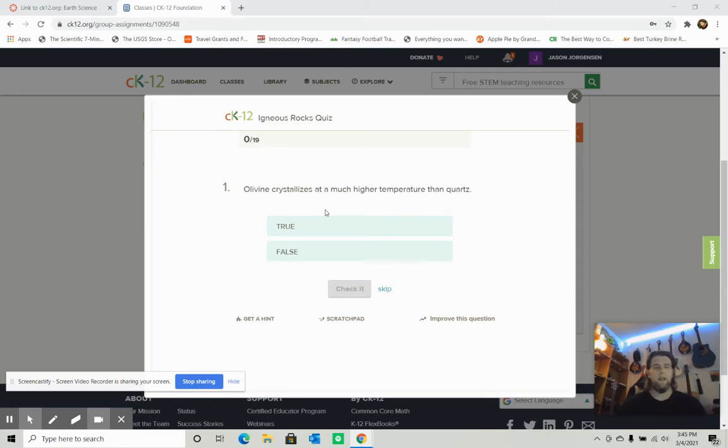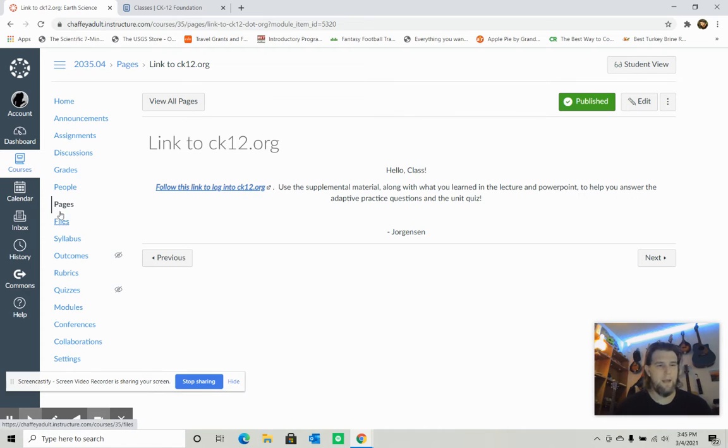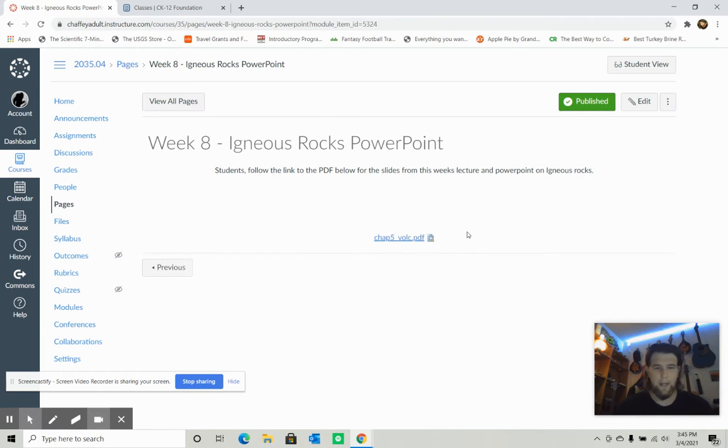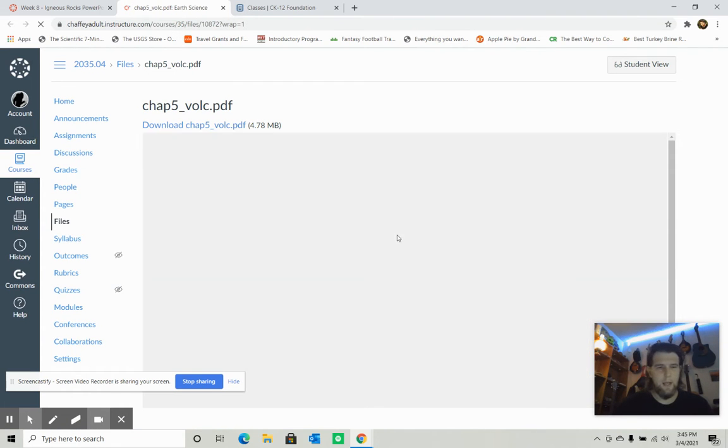So this one, the olivine crystals forming at a much higher temperature than quartz. So that one you want to look back to your Bowen's reaction series. So what I'm going to do is hop back to our CK12 unit, and I'm going to show you right where you can find this, just in case you ever get lost in it, you want to look it up, or you want confirmation.